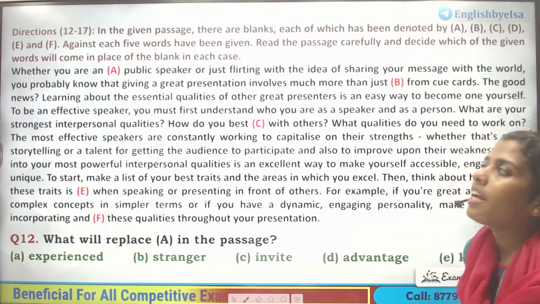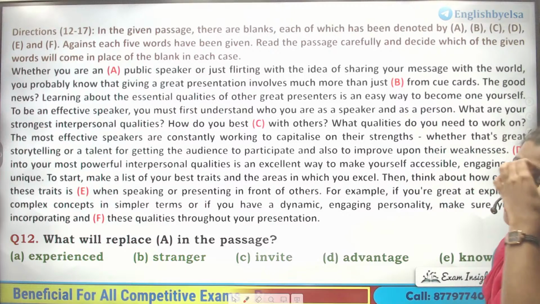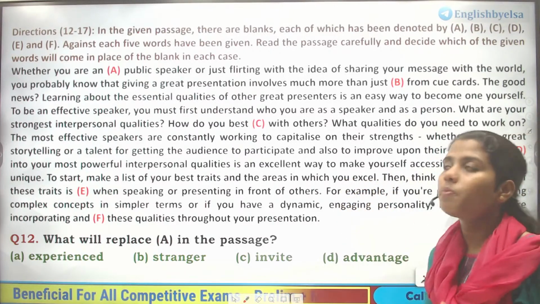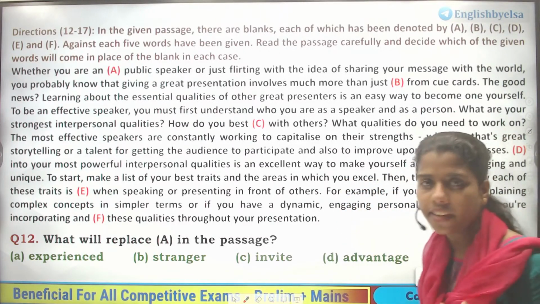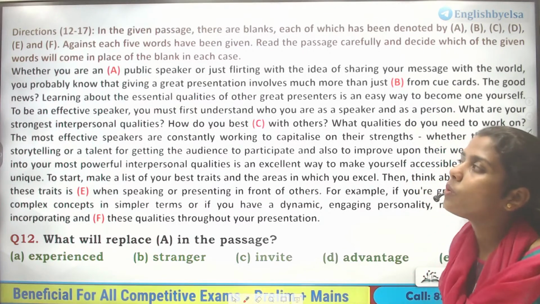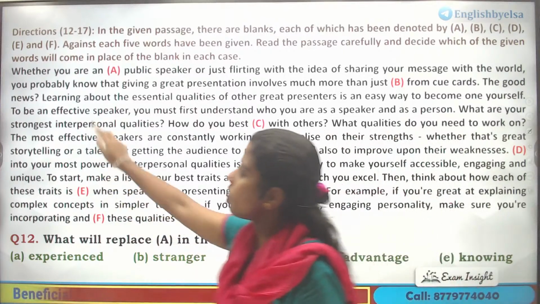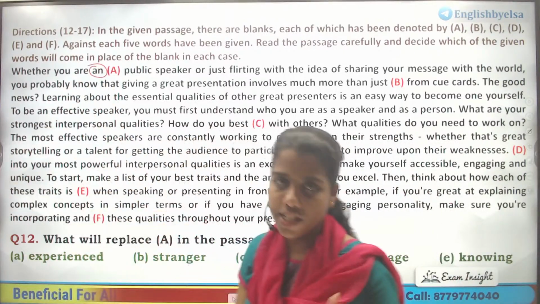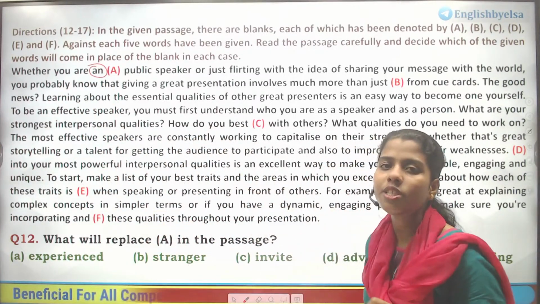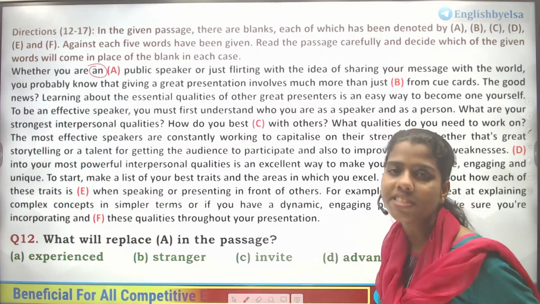Whether you are an dash public speaker. The highlighted words mean ABC, that is a blank there, okay? Whether you are an dash public speaker, because of this "an" here, I understood that the following word should be starting with a vowel sound.